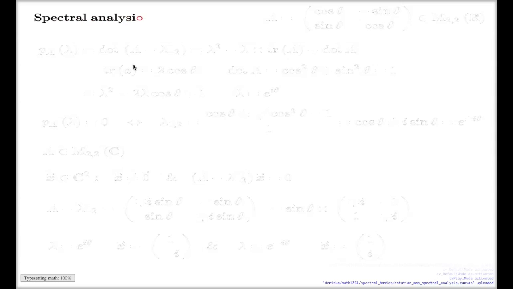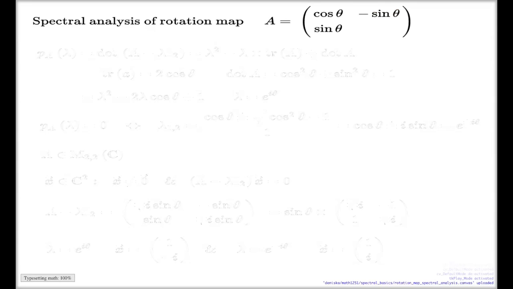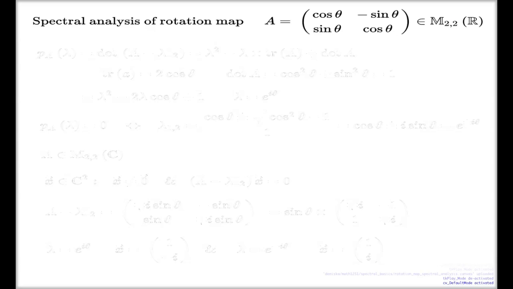Spectral analysis of the rotation map. If you remember, we have established that the rotation map is the one which has the following matrix. If you rotate by the angle, I use the letter theta for the angle, that's how the matrix of this linear map will look. It's a linear map, and that's the matrix of that linear map.